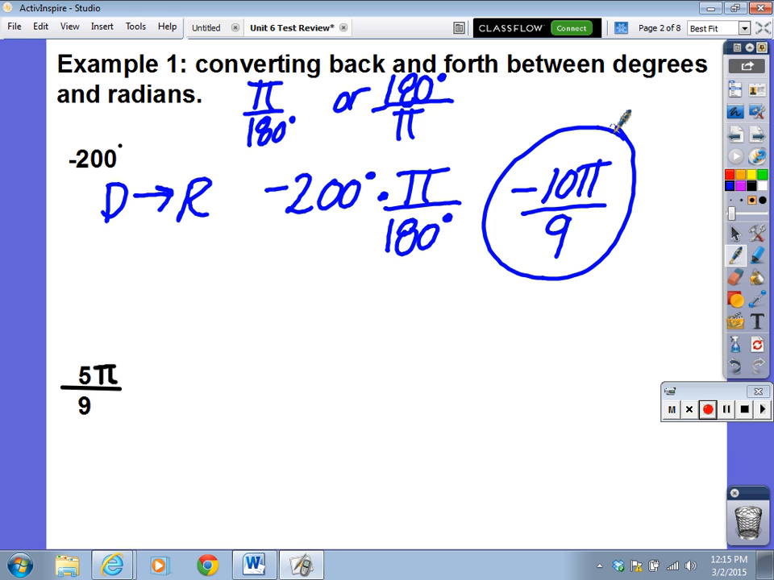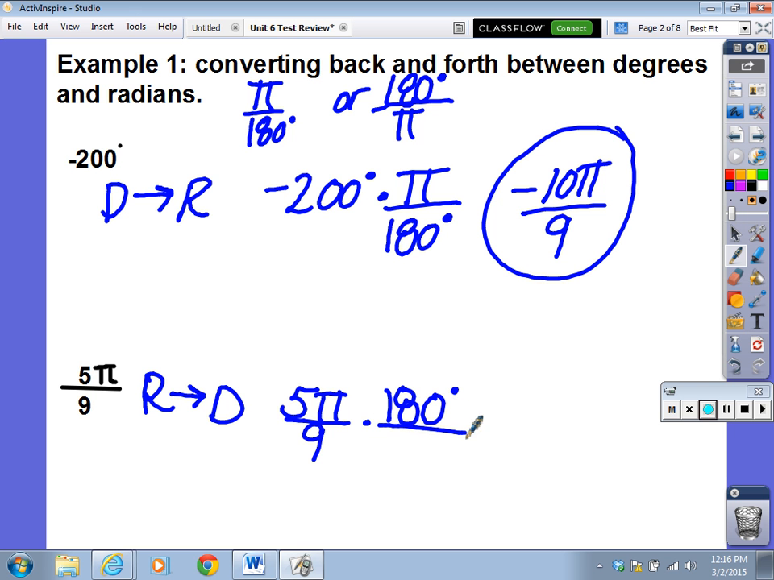We're going to convert 5 pi ninths into degrees. Once again, we're changing from radians to degrees. I said degrees second, so our degrees go on top. So we're going to multiply 5 pi ninths times 180 degrees over pi. The nice thing is we should automatically see that our pi's divide out. That's the whole point of multiplying by 180 degrees divided by pi.